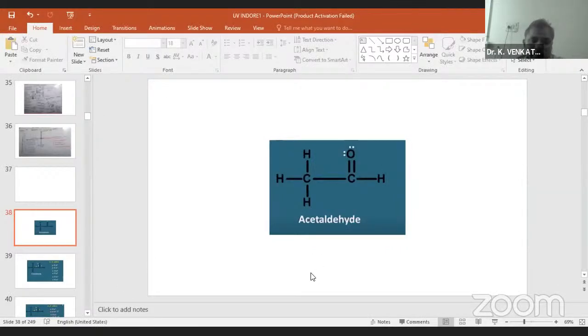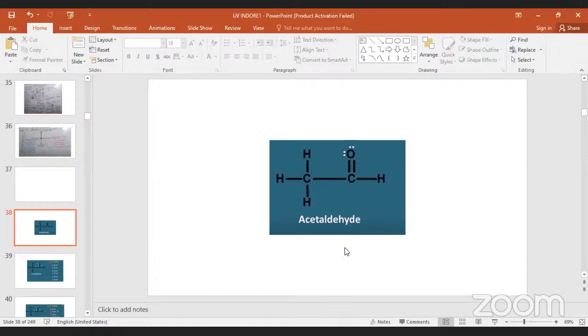Dear faculty members, for this compound, how many transitions are possible for acids and aldehydes? n to pi star, pi to pi star transition. Sigma to pi star. n to pi star is most prominent, and pi to pi star is most prominent.